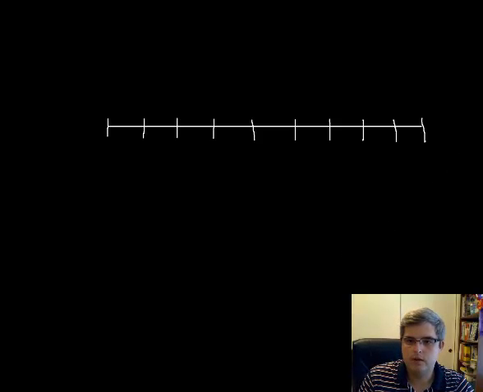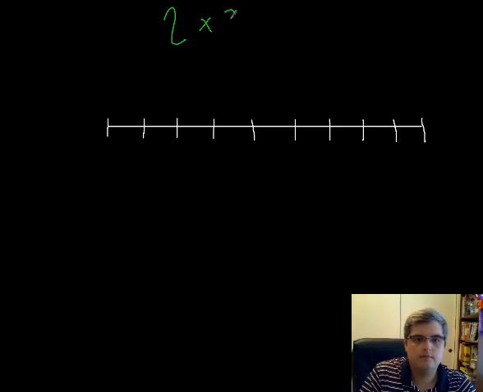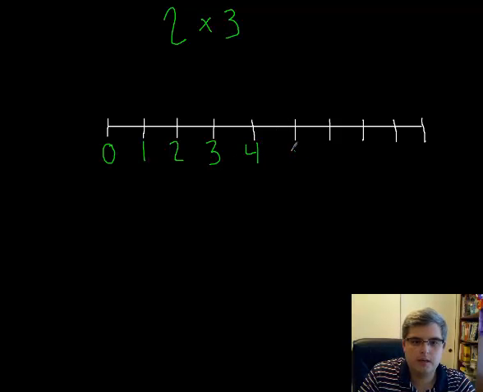Let's start with the problem 2 times 3. So let's start by numbering. This is all positives, so I want you to see how the model works before we get into a multiplication problem. So I'm numbering it all the way out, and let's start with the problem.